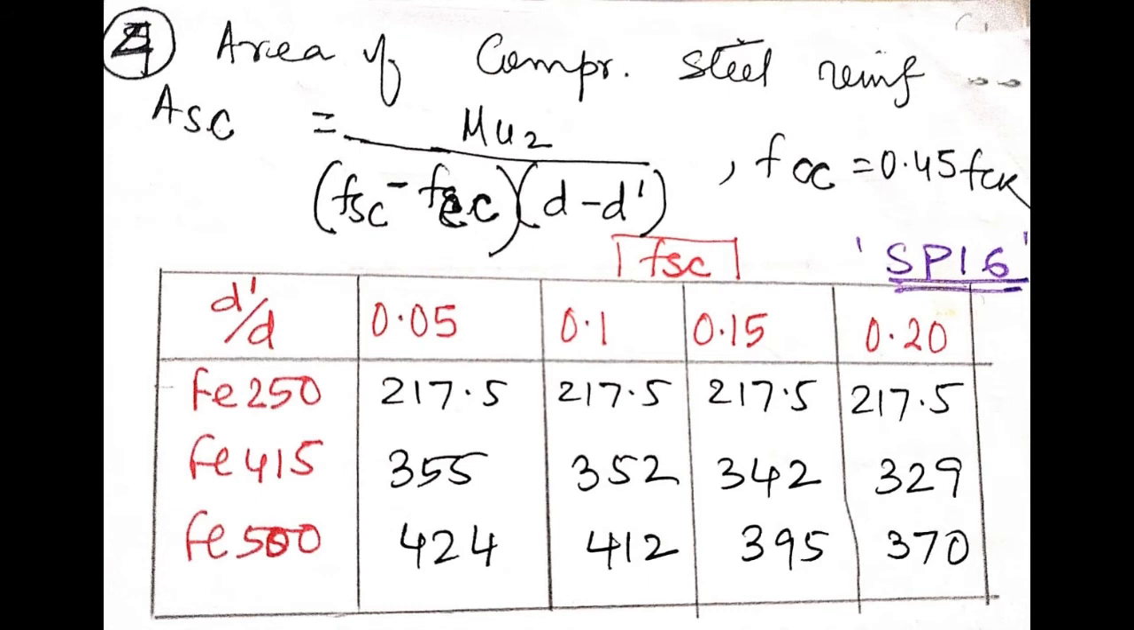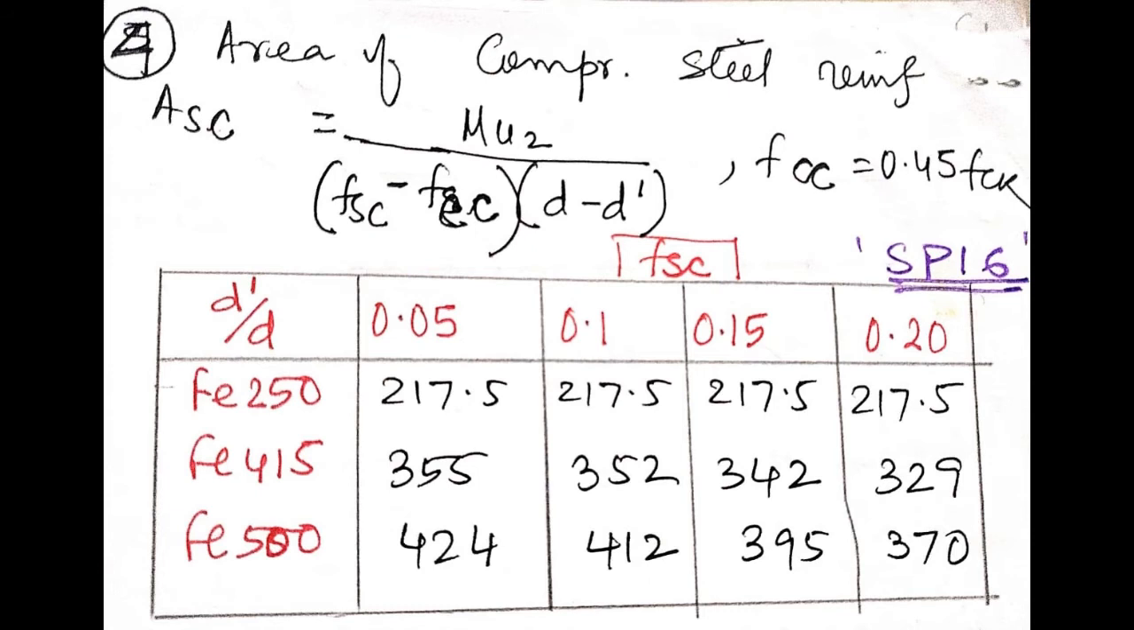Here fsc is the stress in the compression steel, fcc is the stress in the concrete at the level of the compression steel. Now fcc can be found out by the formula. This is also given in IS 456, 0.45 fck. And how to find out the fsc?